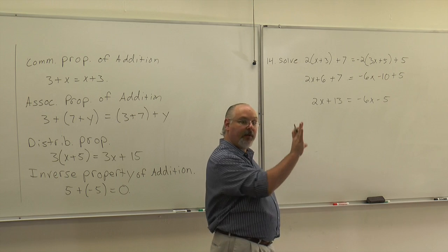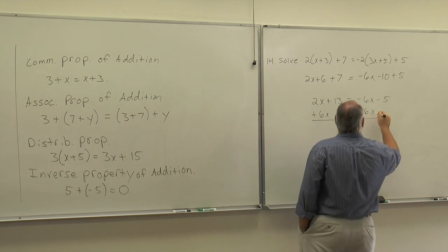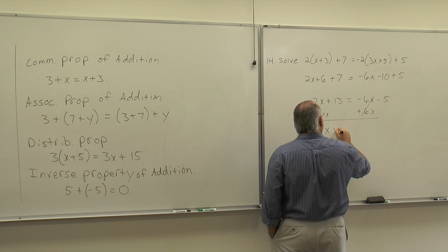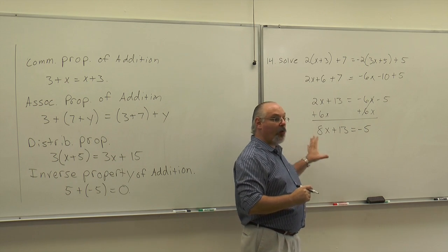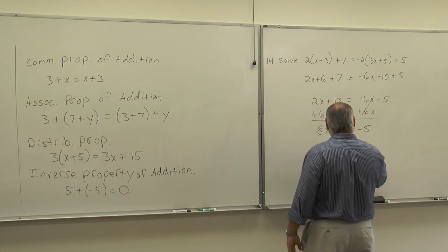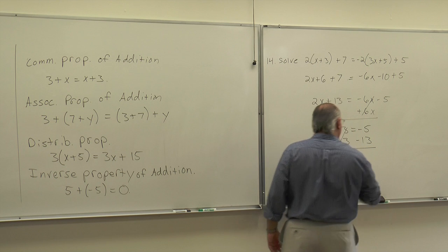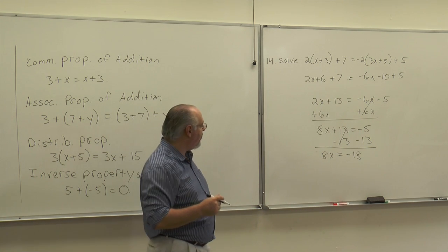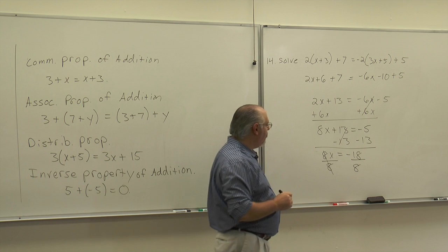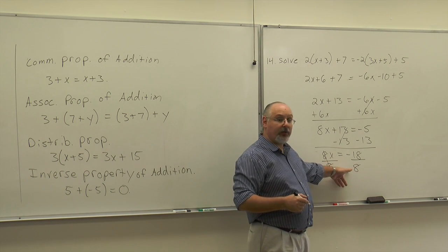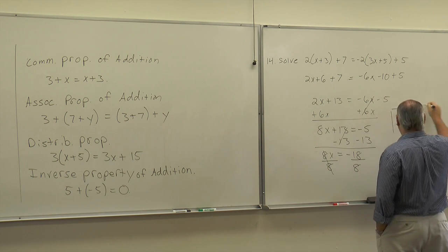Okay. Now we want all the variables on one side, numbers on the other. So I'm going to add the 6x to both sides. Those cancel. So we get 8x plus 13 equals negative 5. Since we have our variables on the left, we want our numbers on the right. So we're going to subtract 13. And we get 8x equals negative 18. Negative 5 minus 13 is negative 18. Divide by 8. You get x by itself. We can reduce. We can divide out a factor of 2. So we get x is negative 9 fourths.